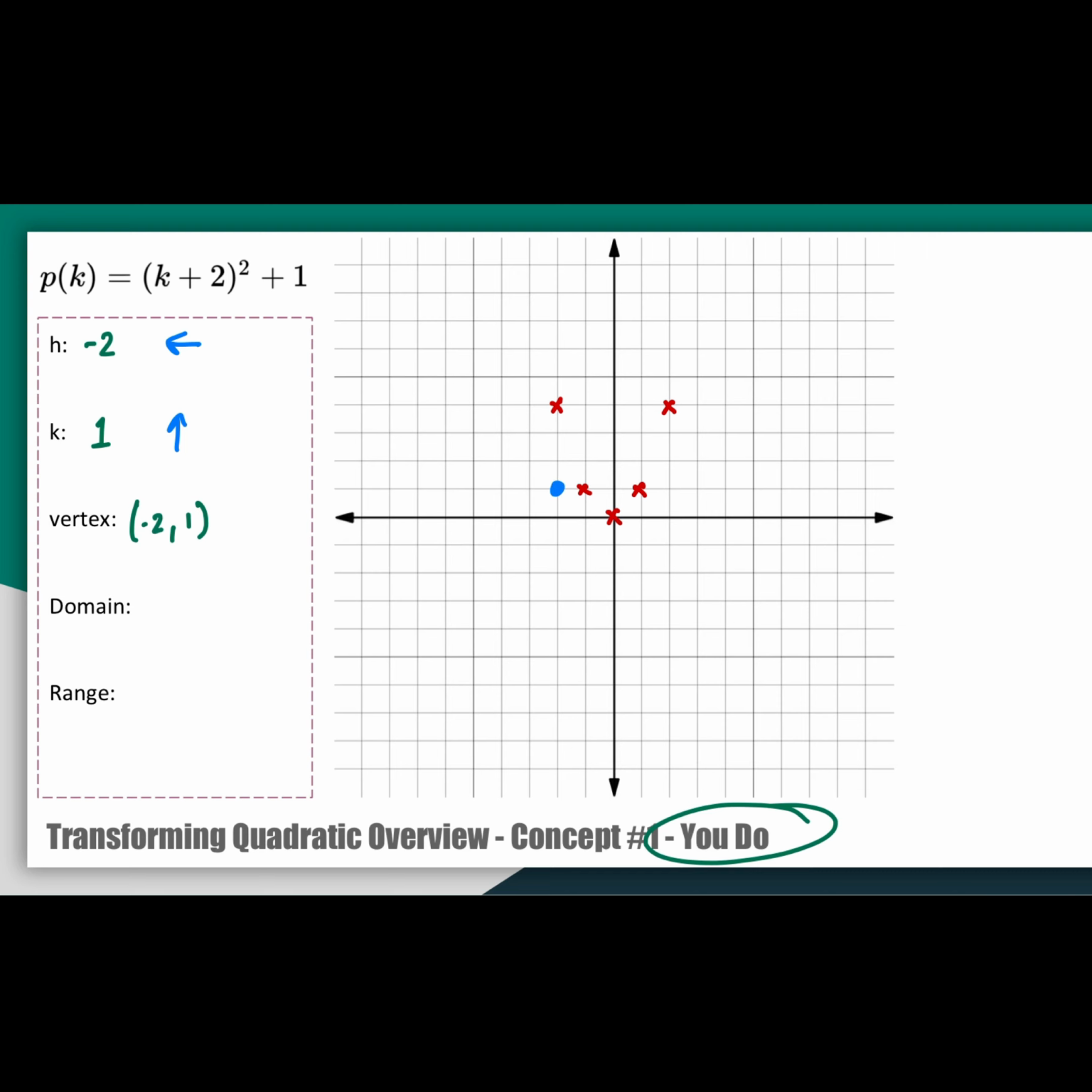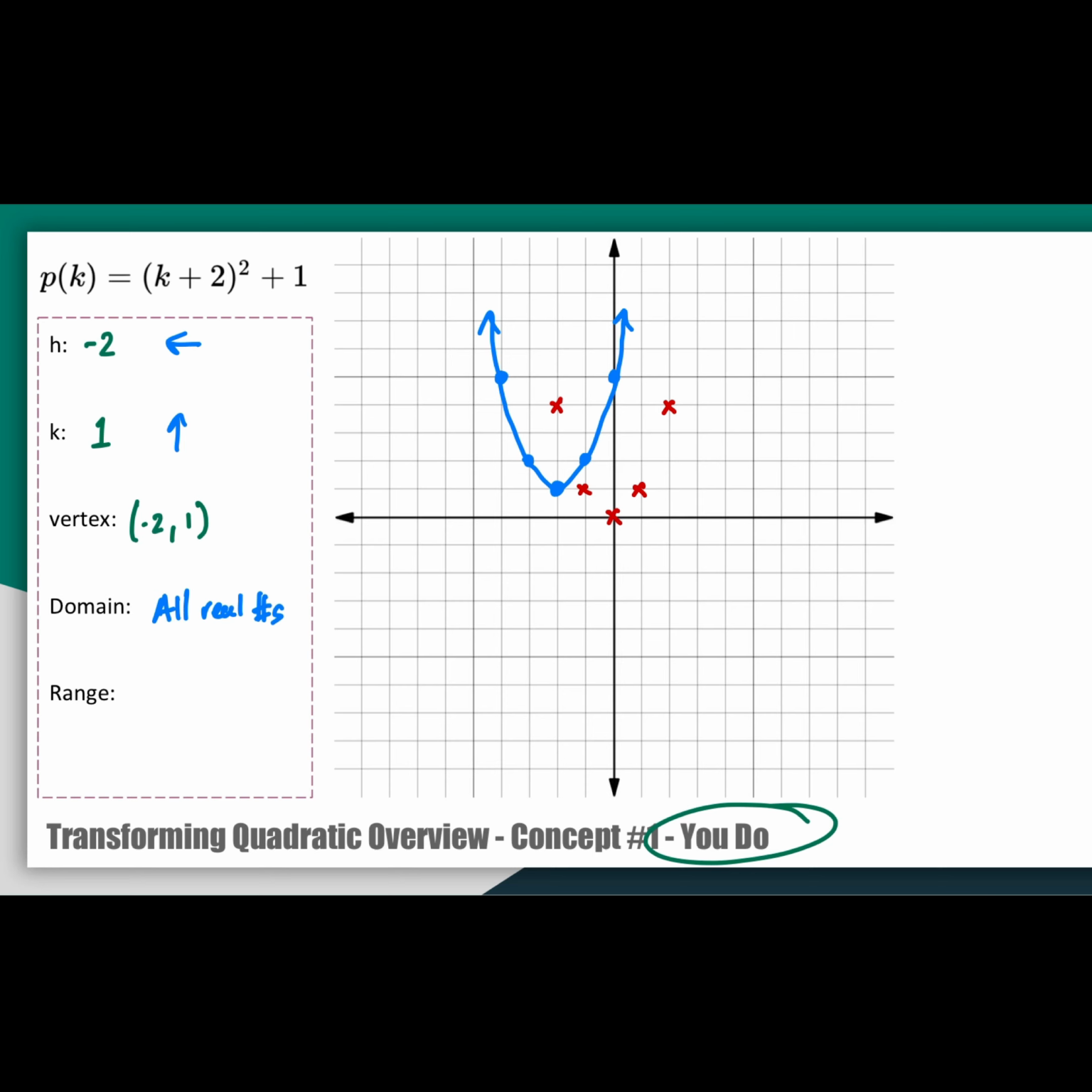Here's my vertex. 2 to the left, 1 up, for each point. All I did was shift each point, like so. Okay. All right, domain and range. We got all real numbers again.